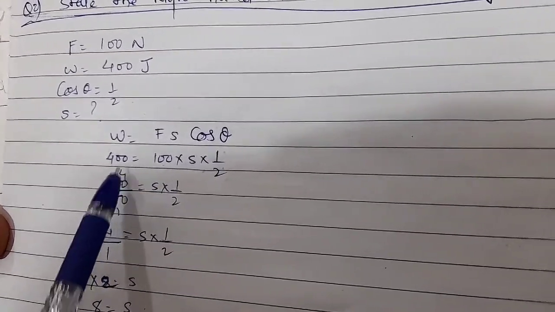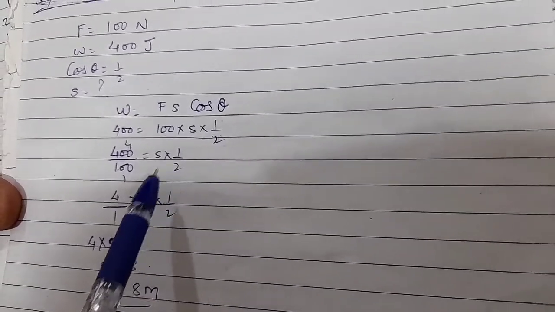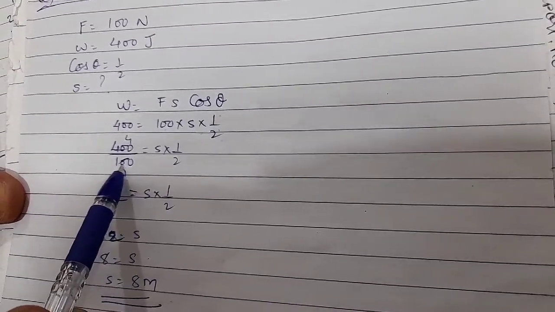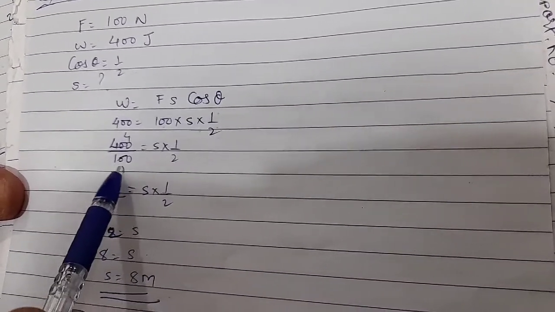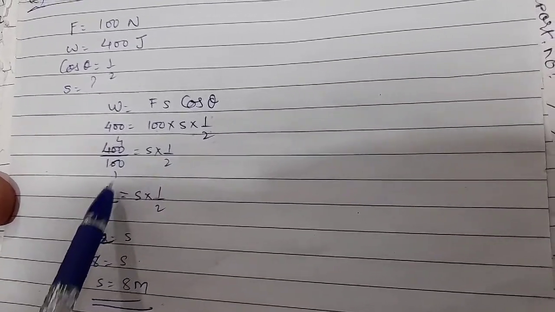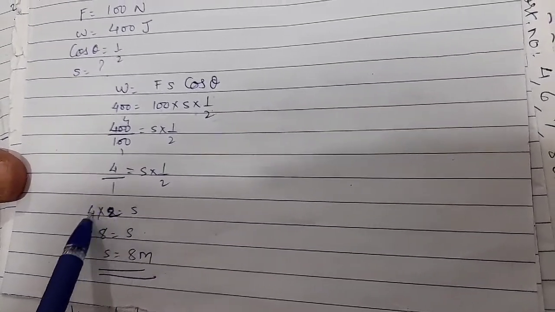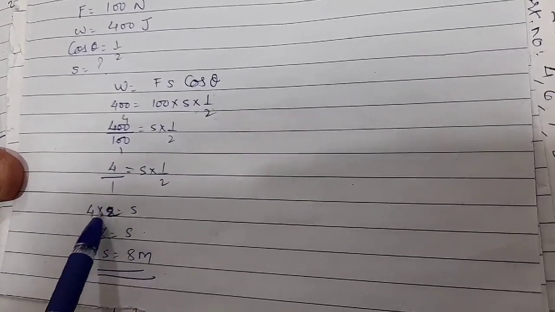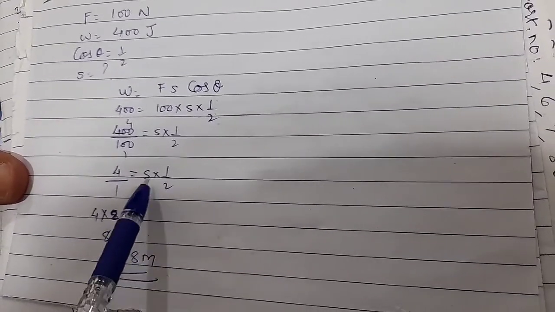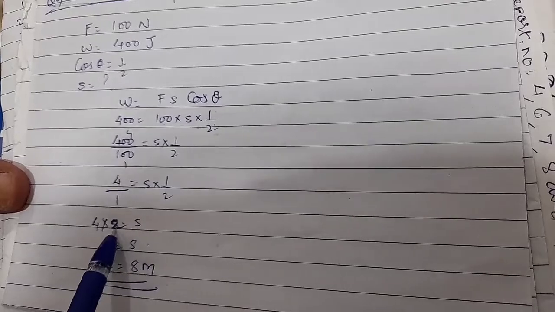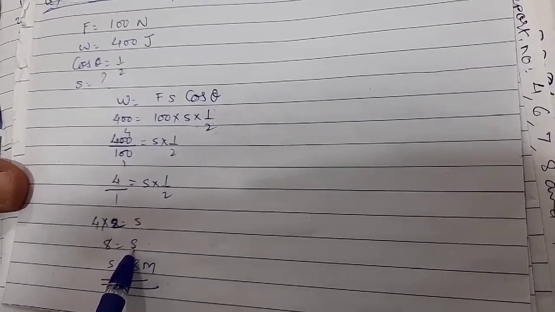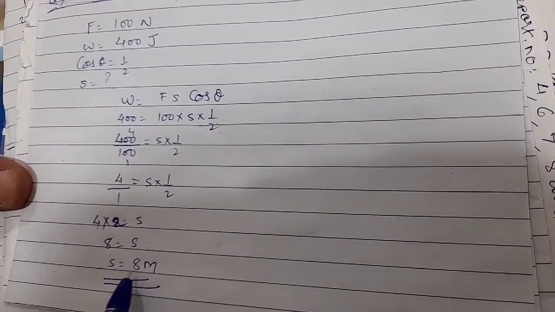So 400 upon 100 is equal to S into 1/2. If you simplify this, 100 ones are 100 and 400. So can I write this as 4/1 is equal to S into 1/2 as it is. Now cross multiplication: 4 will go in this, so 4 into 2 is equal to S. So 4 2s are 8 is equal to S, and I write this S is equal to 8.